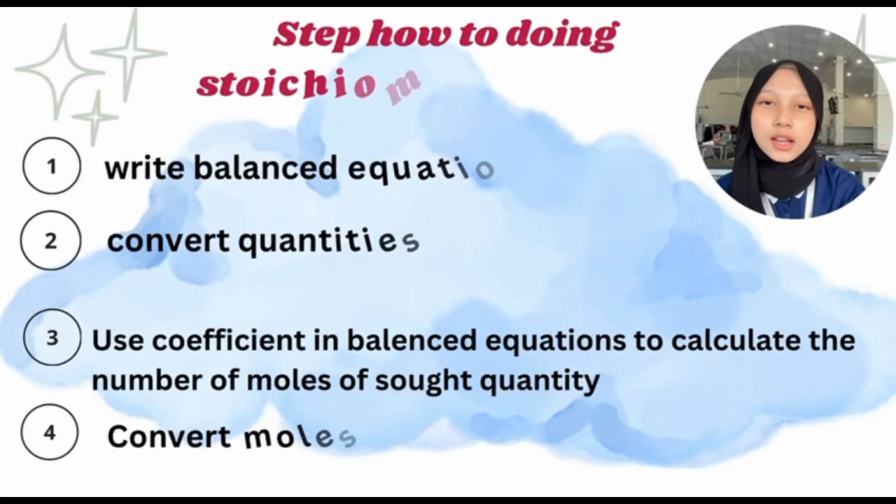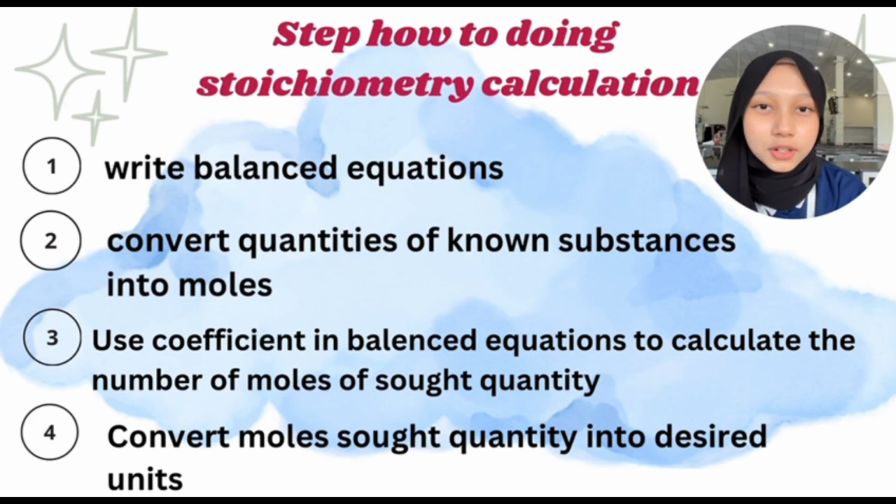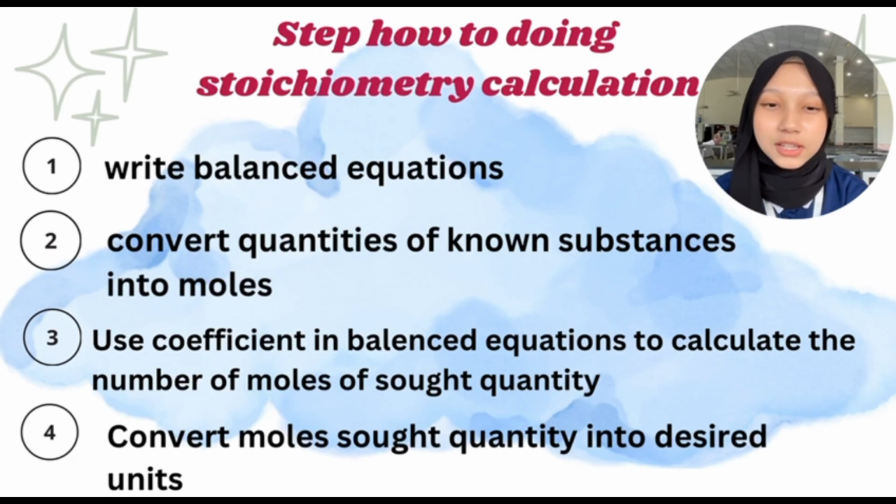Alright, next, these are the steps for doing stoichiometry calculation. First of all, you need to write a balanced equation and convert the quantities of known substance into moles, and use the coefficients in the balanced equation to calculate the number of moles of the sought quantity, and convert moles of the sought quantity into the desired unit.